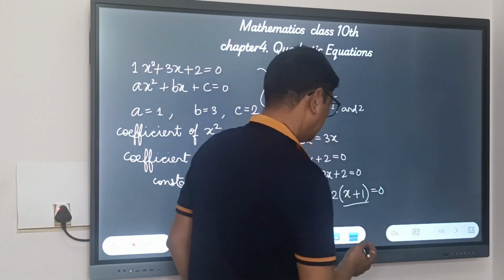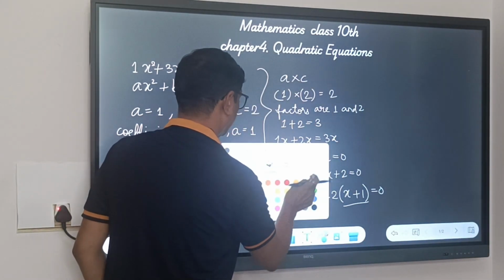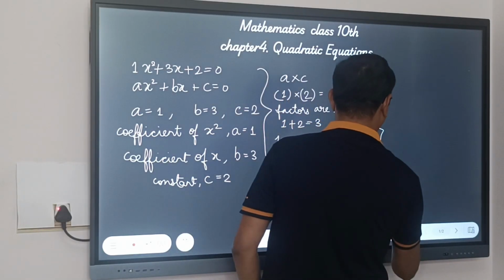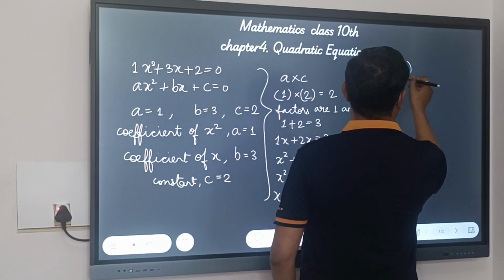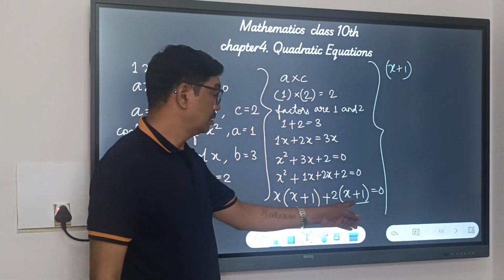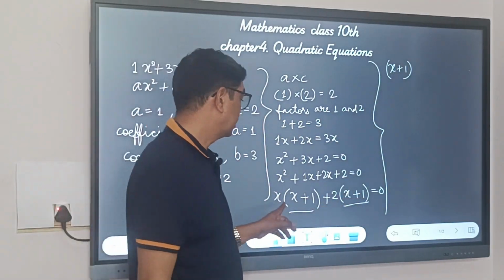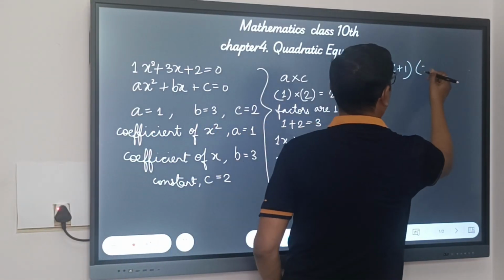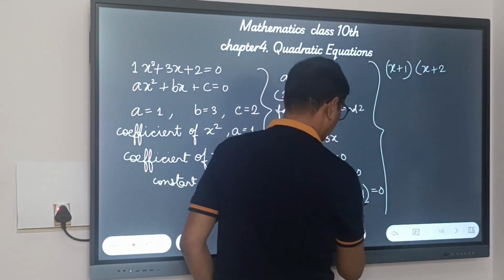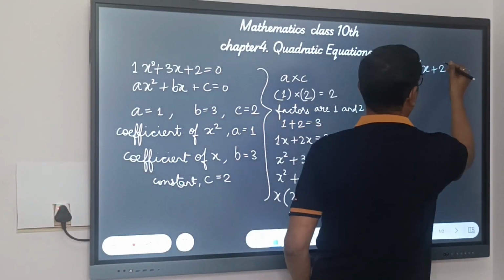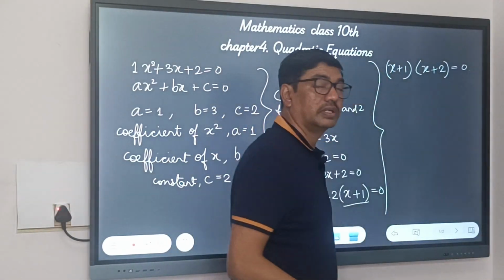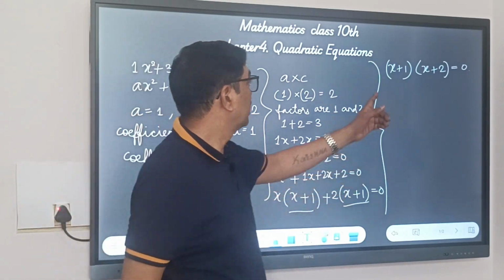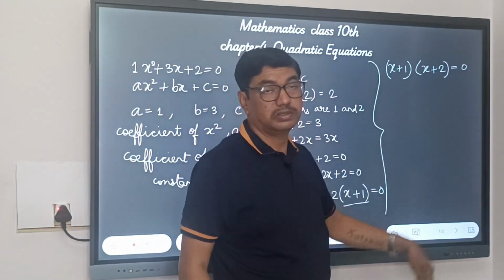Next, you have to take the common factor. What is common? X plus 1 is common among the two terms. So what is remaining? Other than x plus 1, x is there. Right? Other than x plus 1 here, 2 is there. It is equal to 0. So from the quadratic equation, you are going to get two linear equations. So x plus 1 is linear and x plus 2 is linear.